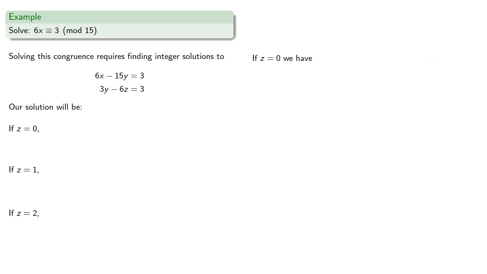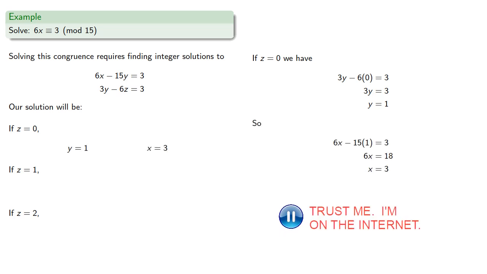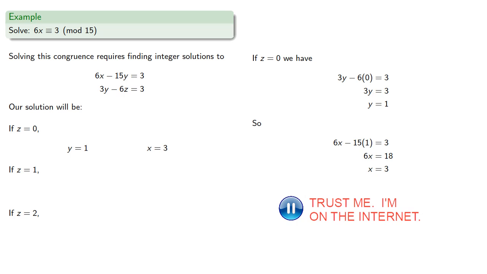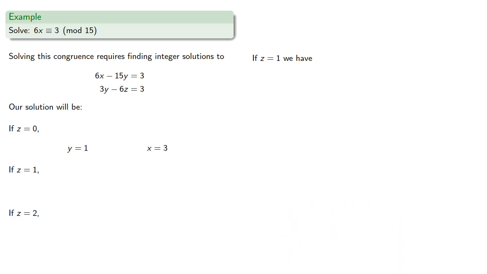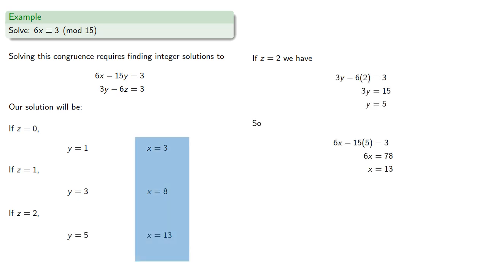So if z equals 0, we have the following, and x will be the corresponding value. If z is 1, then we have the following. And if z is 2, then we have the following, and so we have 3 solutions.